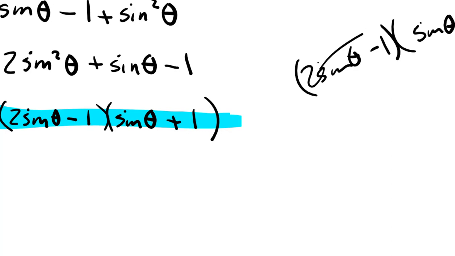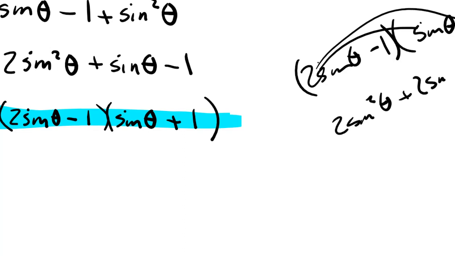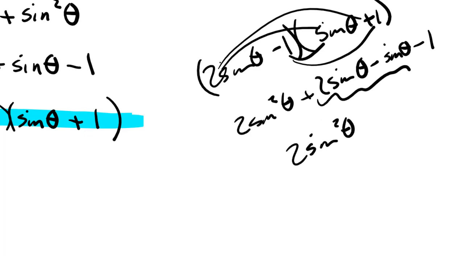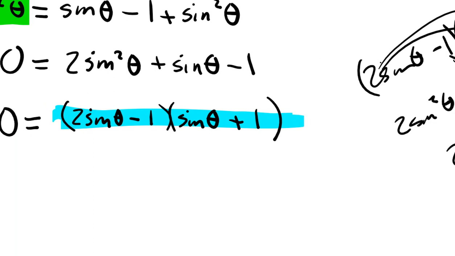If you were to FOIL that out, 2 sine times sine is 2 sine squared theta. And then 2 sine times 1 gives me plus 2 sine theta. And then negative 1 times sine gives me negative 1 sine theta, but we don't write the negative 1 with it. And then negative 1 times 1 gives me negative 1. Cleaning up these middle terms, you'll see we get the expression that matches what I had above it. All right, so that's what you always want. You always want it to be matchy-matchy with what we had to begin with. So you can always double check using that technique.